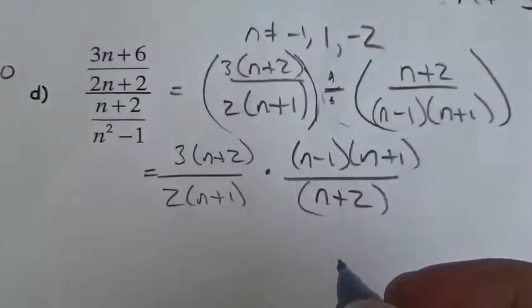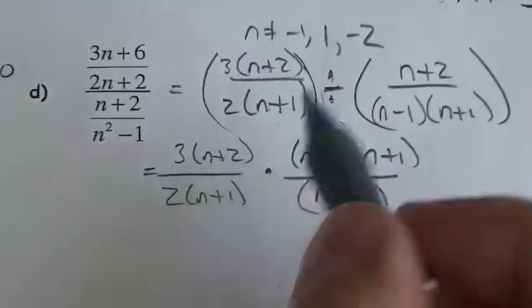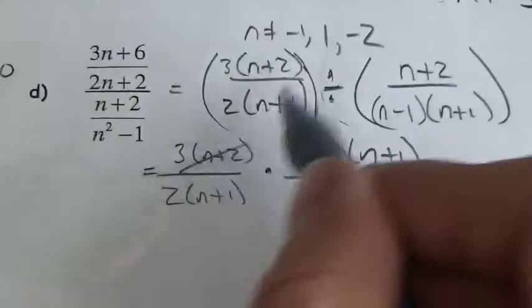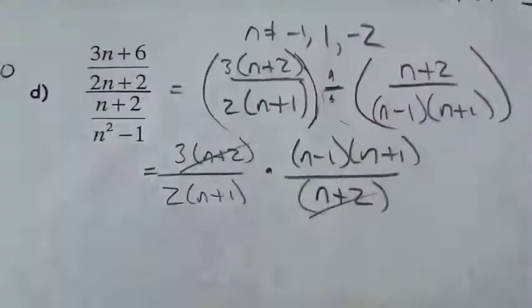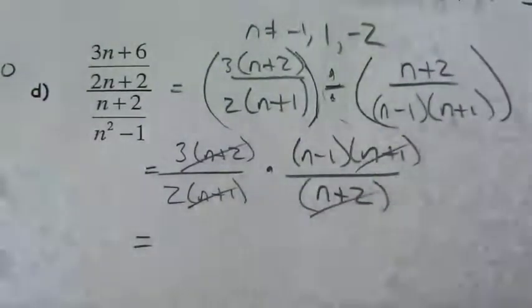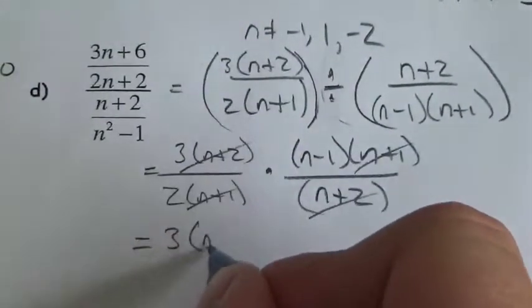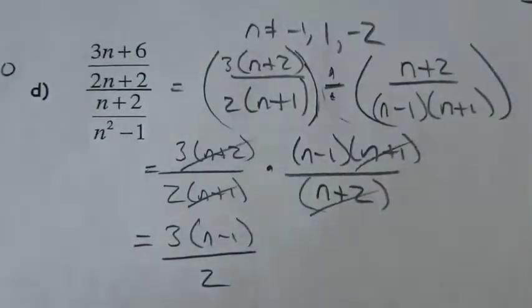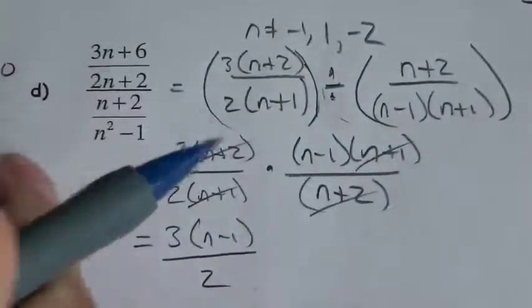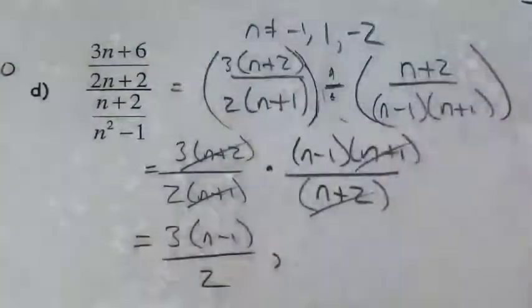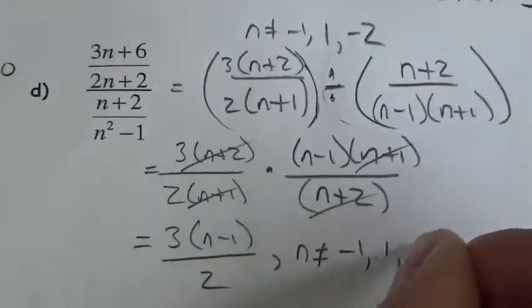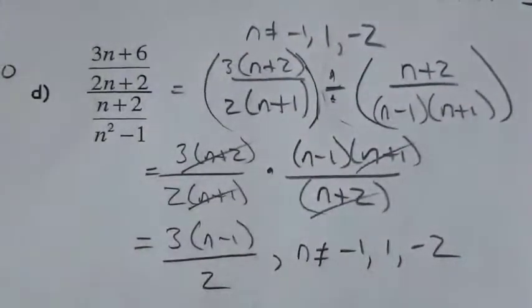Once it's written in this form, I bear in mind that once it's in a multiplication statement, that order is a little fluid, so I'm going to cancel the n plus 2 divided by n plus 2, gone. n plus 1 divided by n plus 1, gone. So what factors remain? Well, the 3, the n minus 1 in the numerator, and then just the 2 in the denominator. Now that is not entirely equal to this, because there are restrictions there that I no longer see, and those restrictions were that n could not equal negative 1, 1, or negative 2. Now those are equal statements.